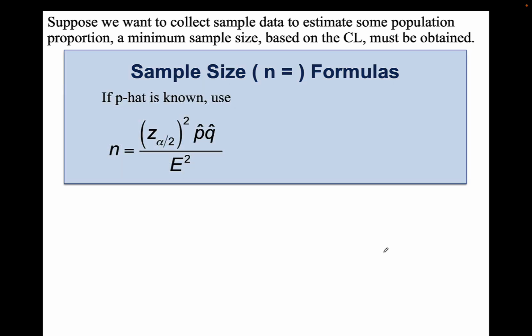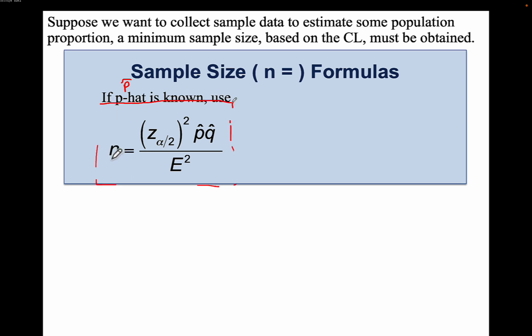If we can find any other study on whatever it is that we're trying to study, and they state their p-hat, then we're going to have to sample fewer people because we get to use their work to help our confidence interval. Another way to say that is right here: if p-hat is known, if p-hat from a different study is given to us, then this is the formula we're going to use.